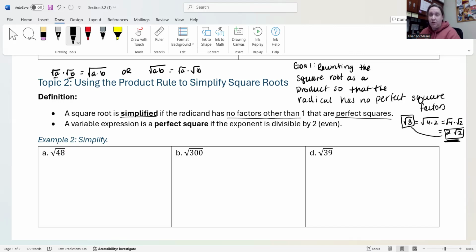We have a method that'll satisfy both needs. So let's look at example 2. We're going to have 2 examples in this video, example 2 and 3, each with multiple parts. So example 2, part A. We have the square root of 48.